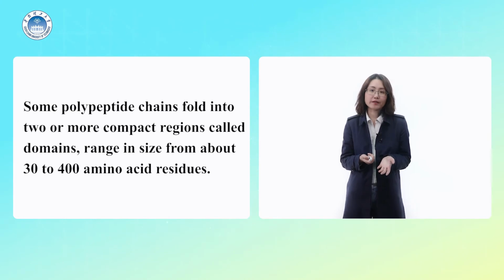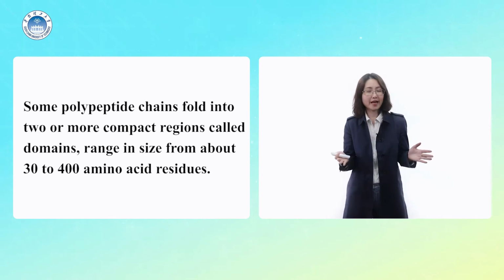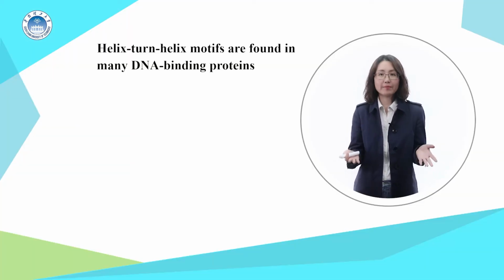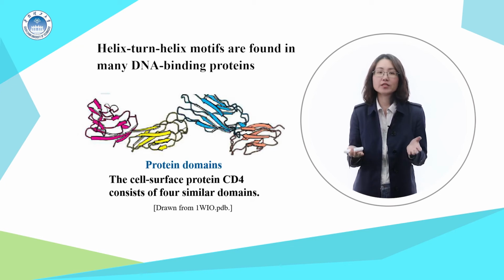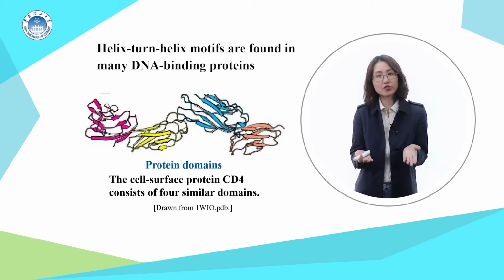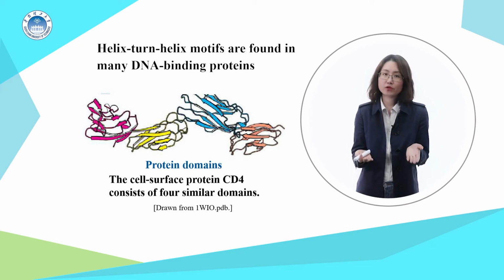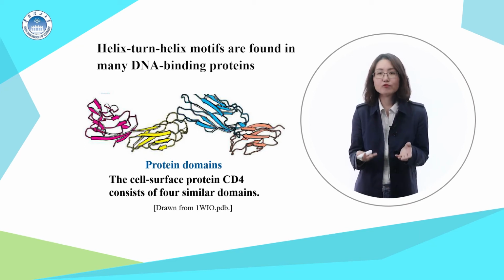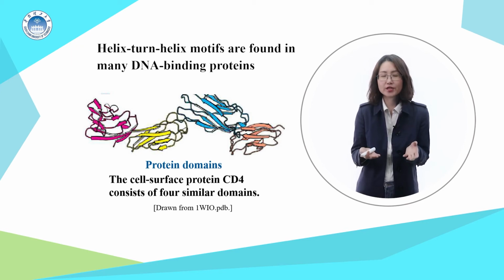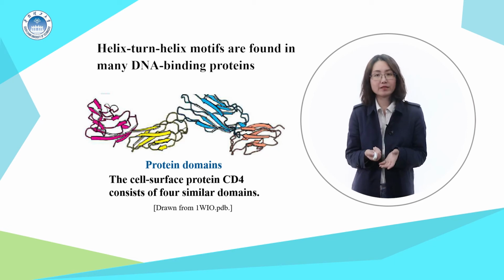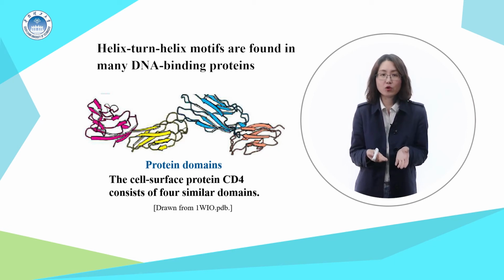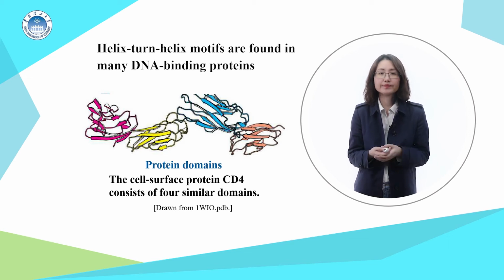Some polypeptide chains fold into two or more compact regions called domains, which range in size from about 30 to 400 amino acid residues. For example, the extracellular part of CD4, a protein on the surface of certain cells of the immune system, comprises four similar domains of approximately 100 amino acids each. Proteins may have domains in common even if their overall tertiary structures are different.